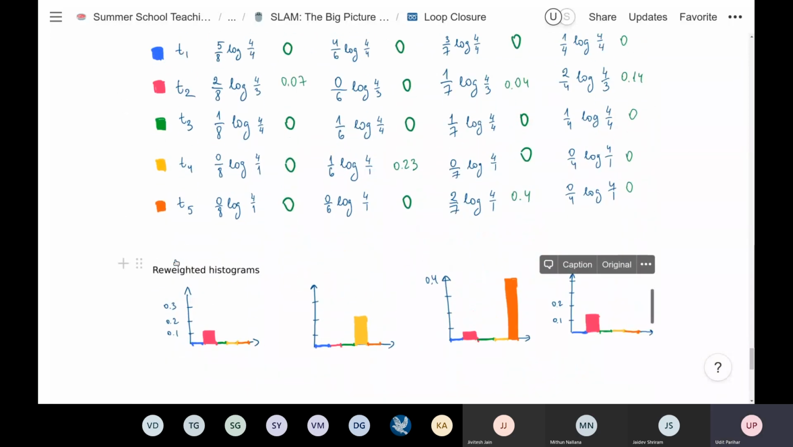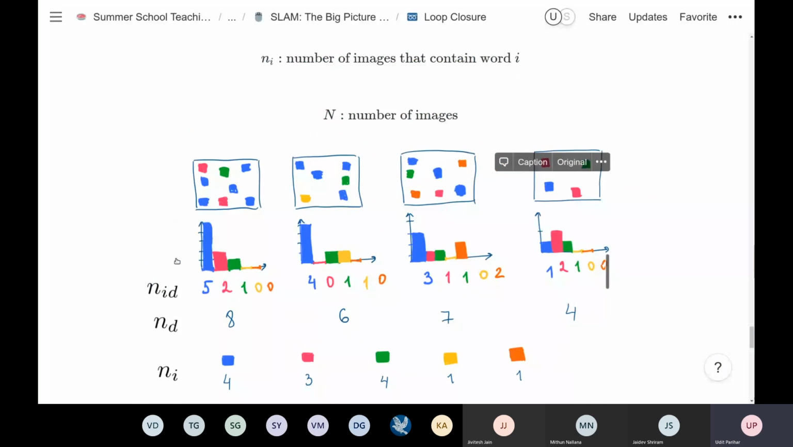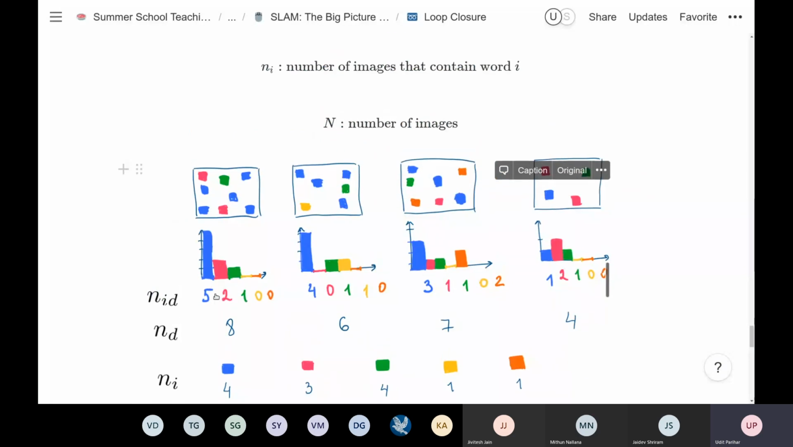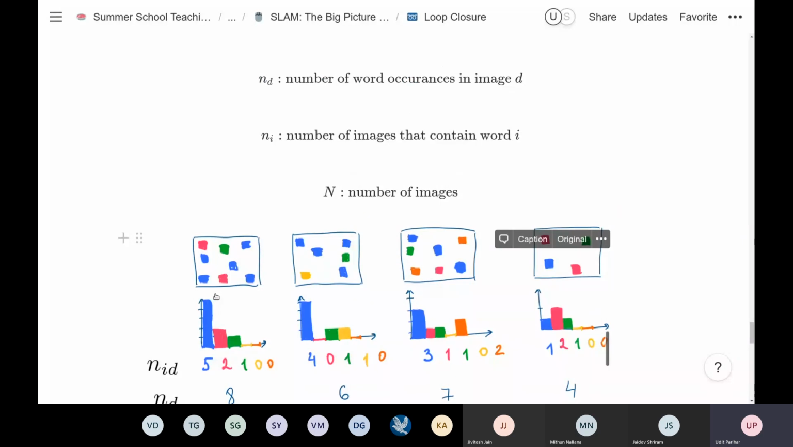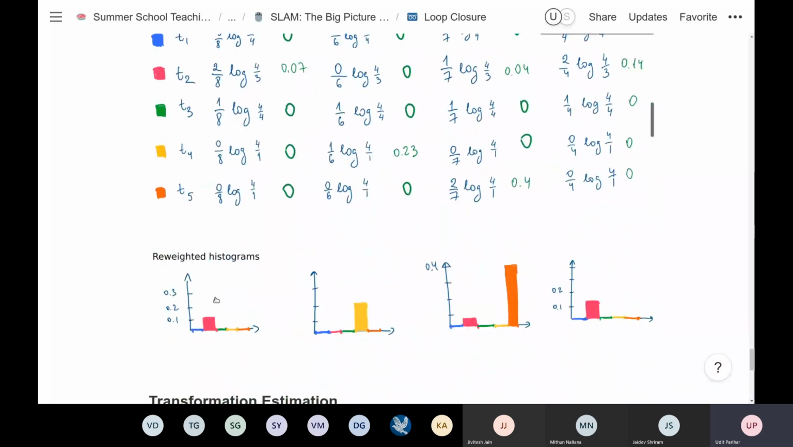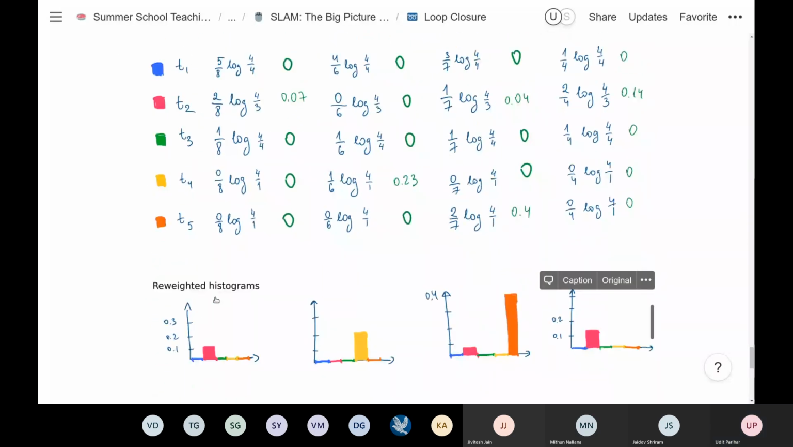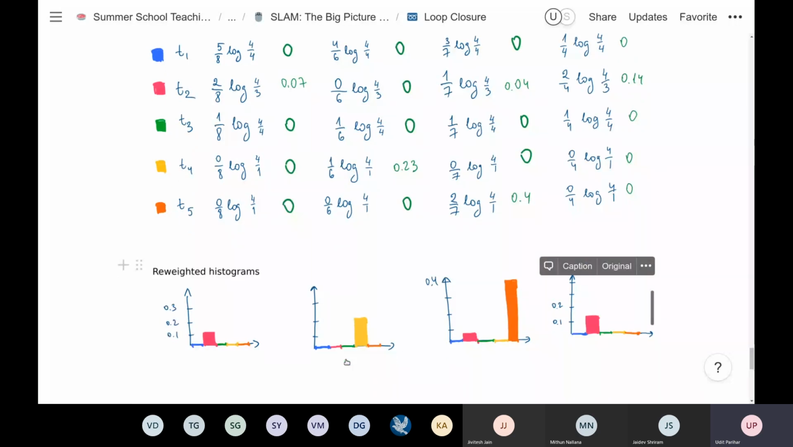And after reweighting the histograms, not based on the occurrence of words, but by taking TF-IDF into account, we will see these are the reweighted histograms. So we gave 0 importance to the blue word in all the histograms because there will be a term log 4 by 4 in all of them. And these are the histograms corresponding to all the images.